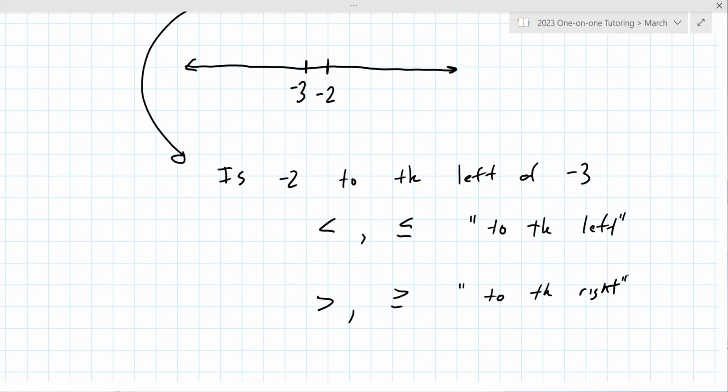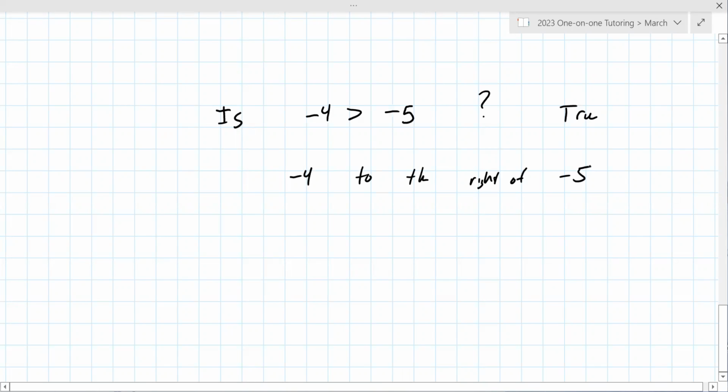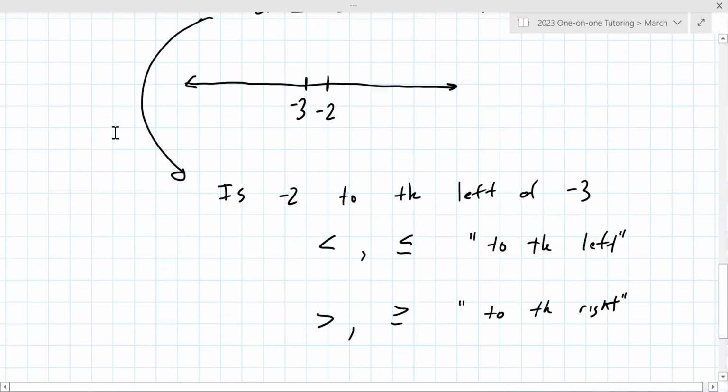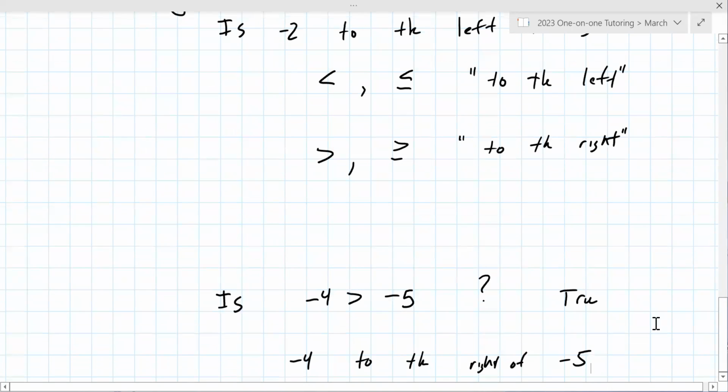All right. Let's try another one here. Is -4 greater than -5? Yes, true. Okay, it is true. Another way of asking this is, is -4 to the right of -5? Yes. Okay. So let's say you got that down. There was another thing I wanted to show you. Let me just scroll back up in my notes. To the left, to the left. Okay.